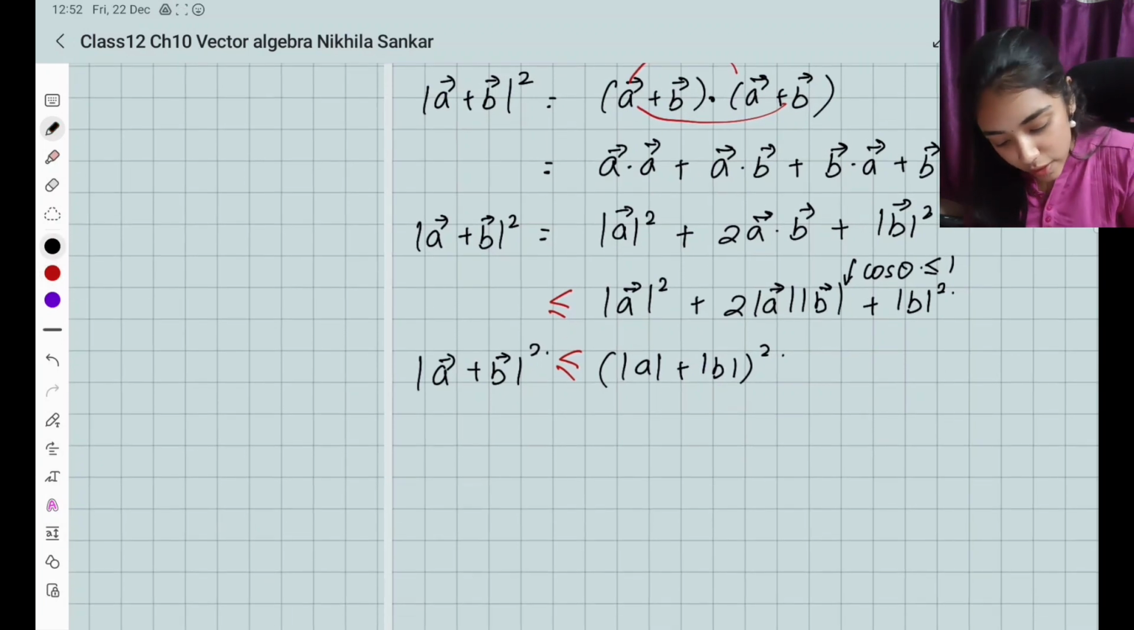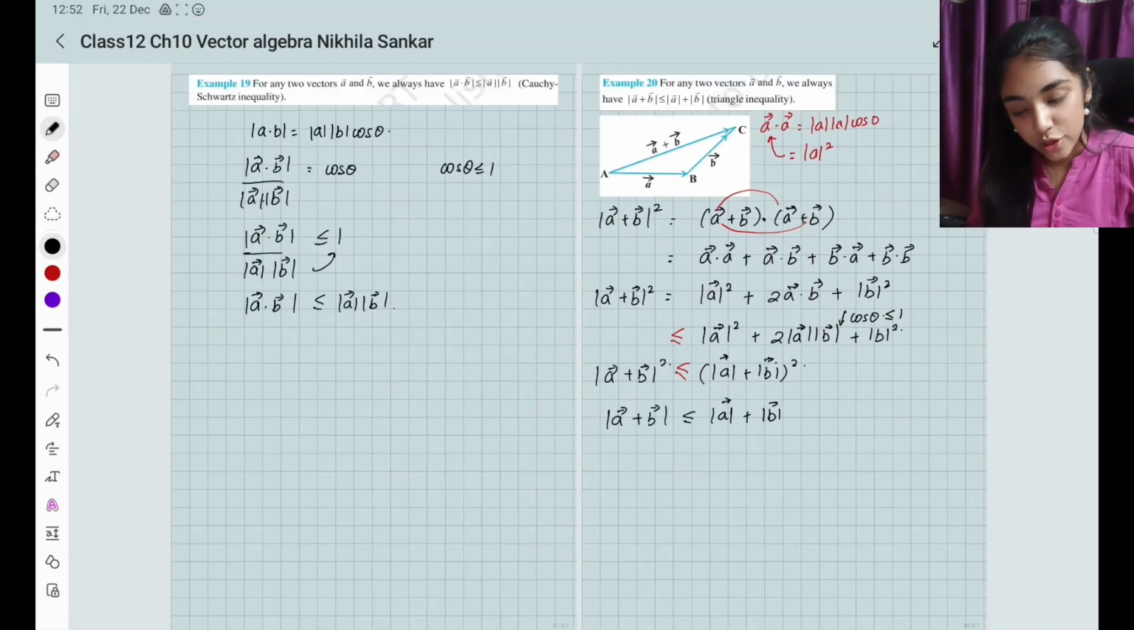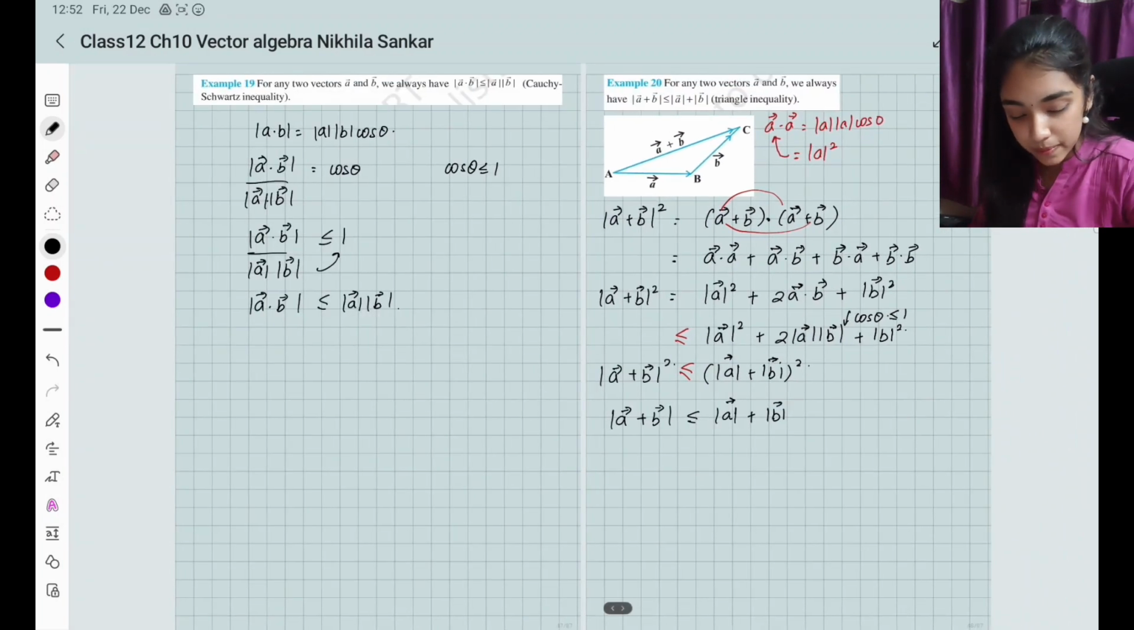Now when I remove the square root on both sides, I have a plus b is less than or equal to mod a plus mod b, the magnitude basically. Mod here is going to be the magnitude. Okay, please copy.